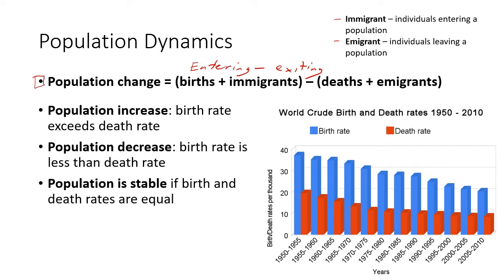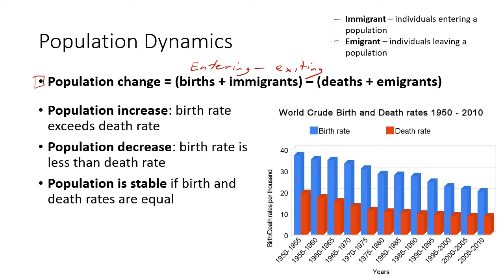Populations are going to increase when your birth rate is exceeding your death rate. When your birth rate is higher than your death rate, your population is going to grow. Pretty straightforward, pretty simple. If you have more people being born than are dying, your population is going to increase. Your population is going to decrease when birth rate is less than death rate.